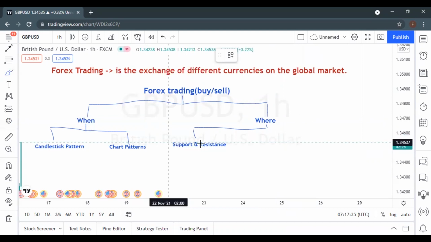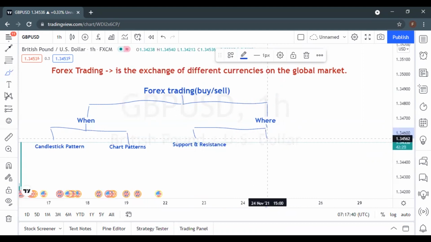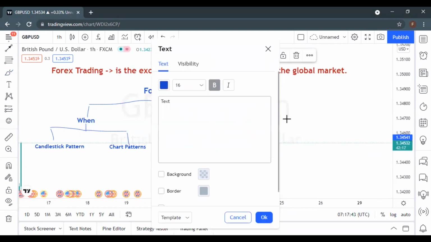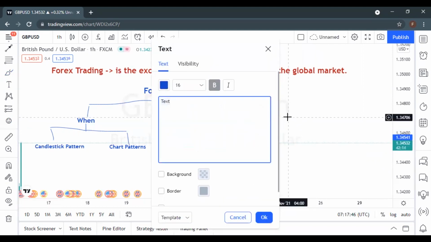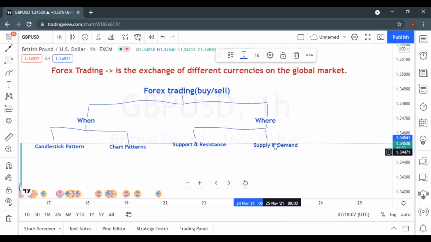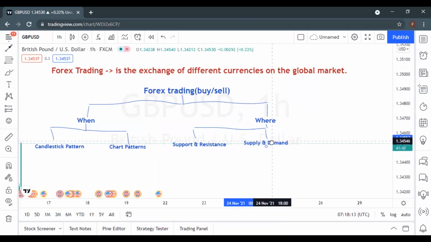So support and resistance are levels. Then we have another concept, which is supply and demand. Supply and demand is similar to support and resistance, but instead of looking at levels, we are now looking at zones or areas, right? So we are not limited to one level, we are looking at a whole zone, because the market does not only turn when it reaches a certain level, but when it reaches a certain area or zone. We'll look into this later also.